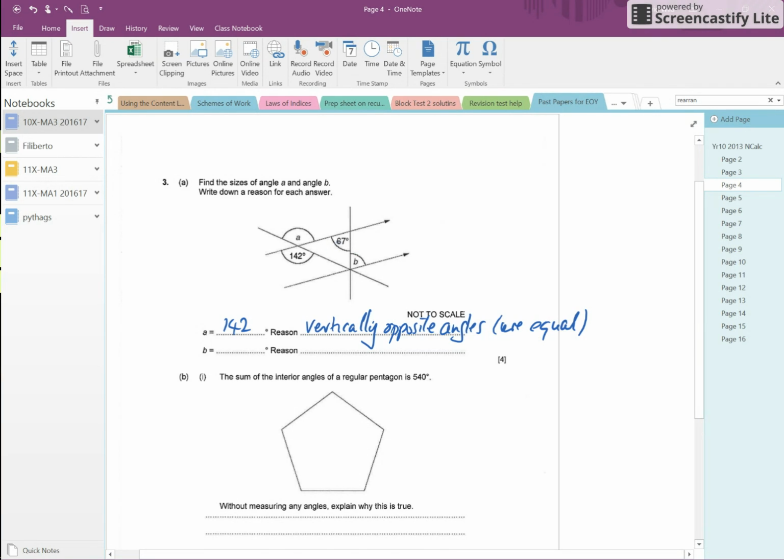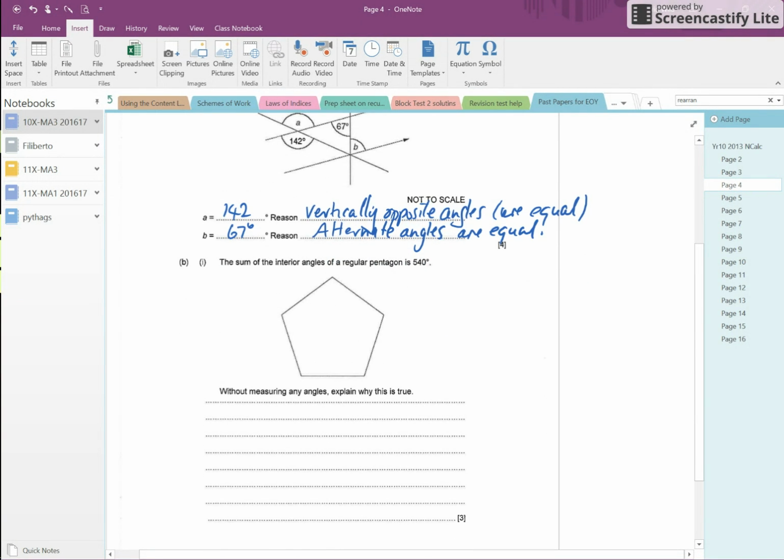The next one is this angle B. Well, these are parallel lines given by the arrows. This is a transverse line. We sort of get this idea of a Z coming in. You're not allowed to say that they're Z angles. Instead, you need to say that B is 67 degrees, because this angle and this angle are alternate angles.